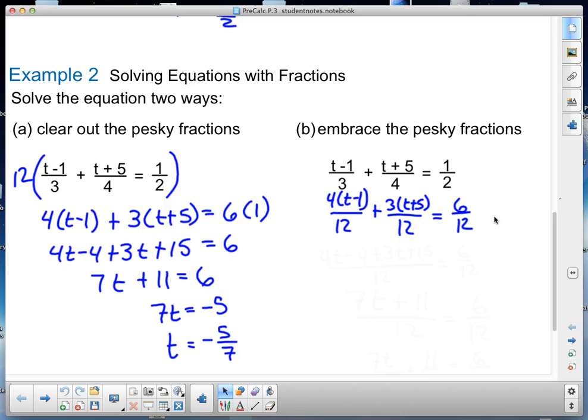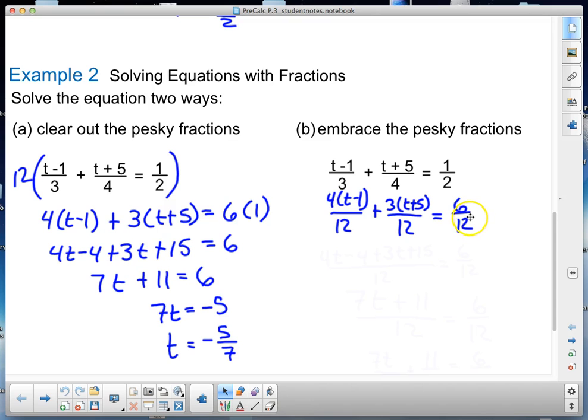And one of the reasons we're going to keep it is because when we multiply out or divide out a variable in our future, we lose one of our possible restrictions. So it's important for us to realize that sometimes we're going to have to work with our fractions.